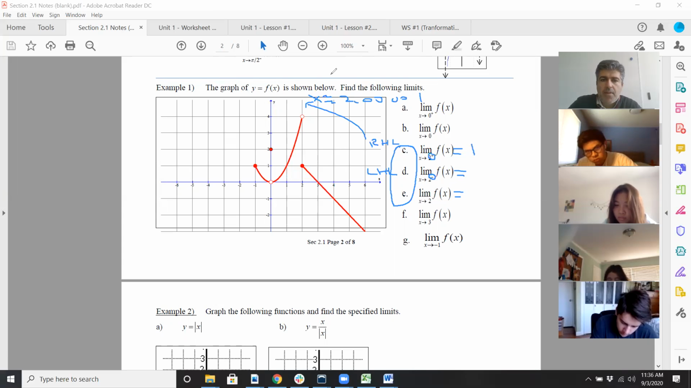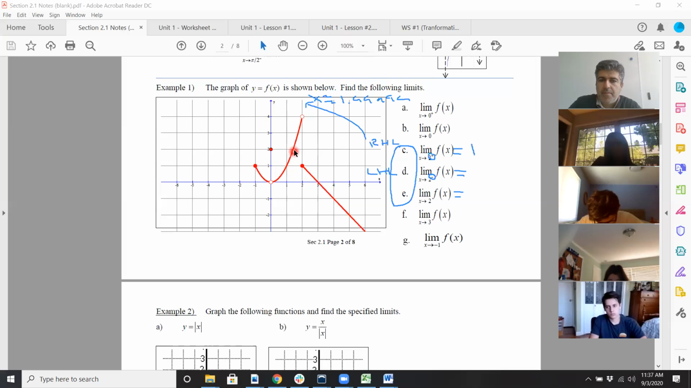Now, what if I'm approaching 2 from the left side? So now approximately x could be like 1.999999999, right? What if I'm approaching it from the left side? It's 4. I'm getting closer to 4, exactly.